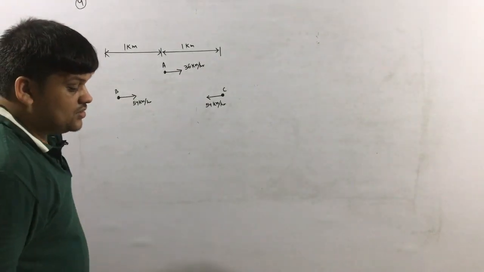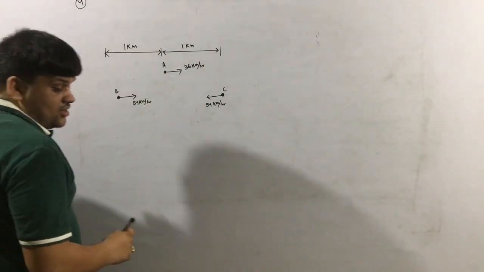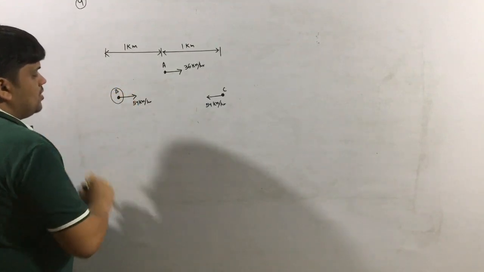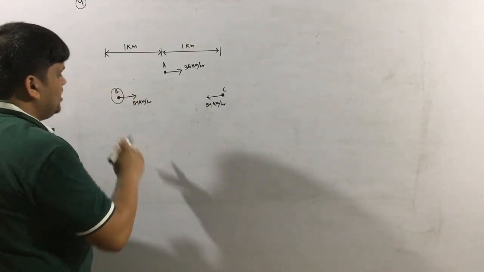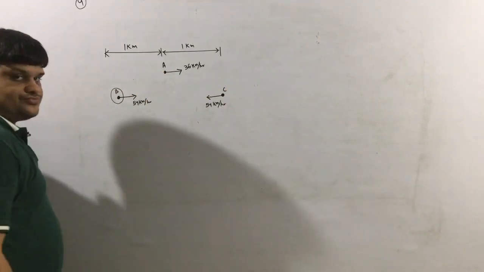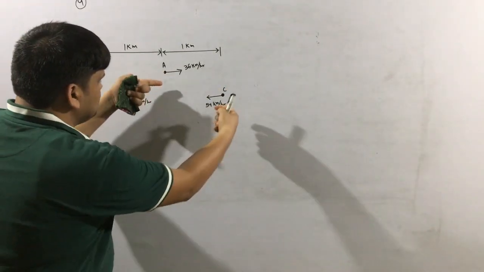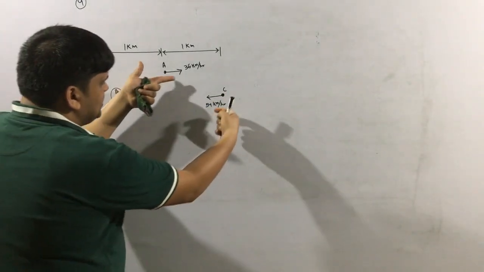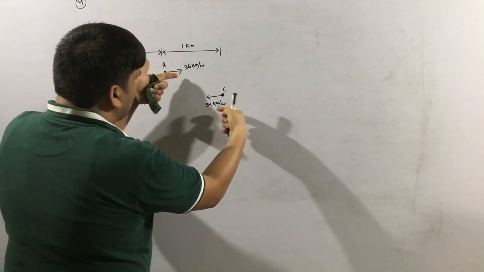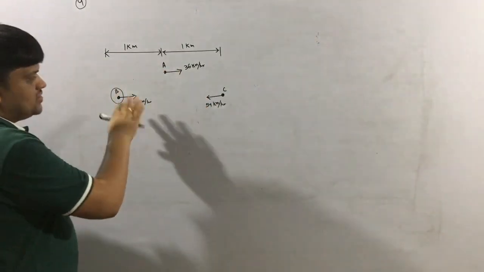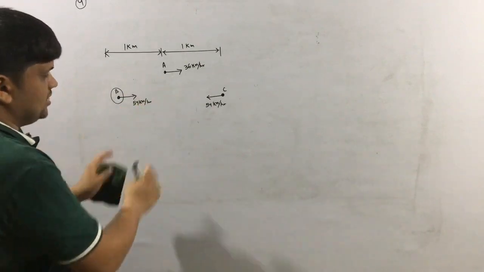At that time, the car B wants that he will cross the A before C does. Okay, because see, these two are moving in opposite direction, so obviously you can check that this car C is going to overtake the car A first, if they will move in the constant speeds like this.